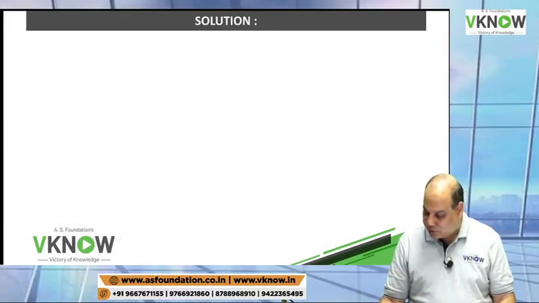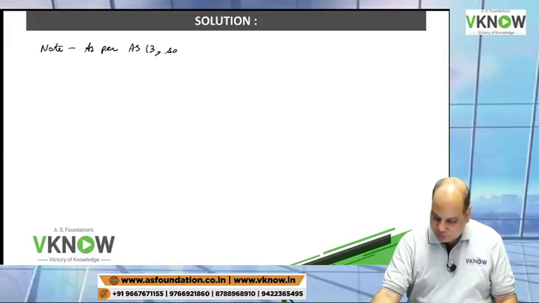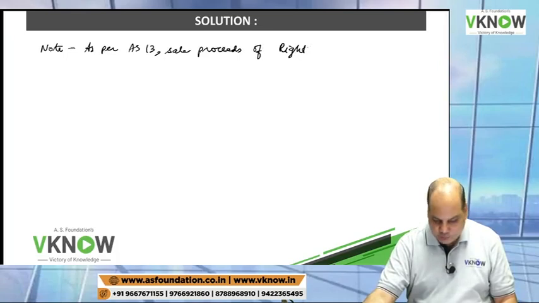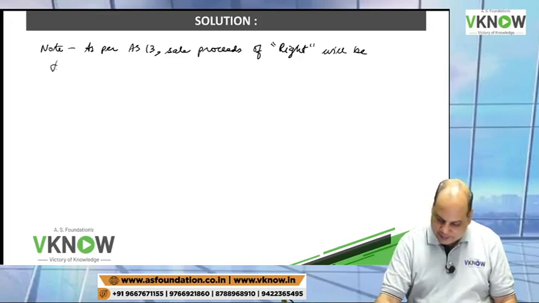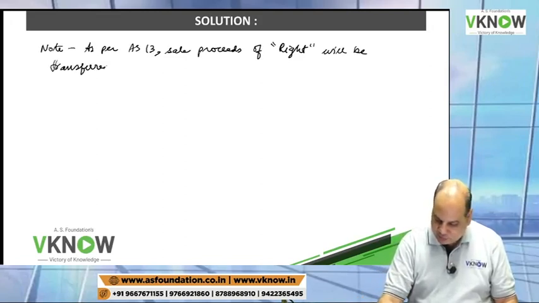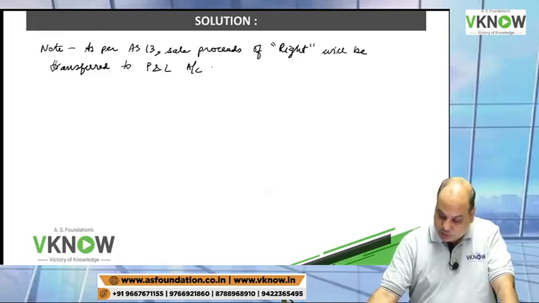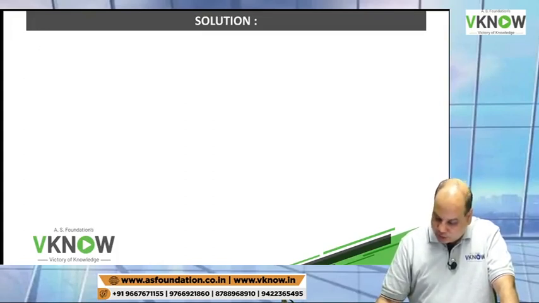So one last small working note. Below step number 3, write down the note: as per AS-13, sale proceeds of rights will be transferred to P&L account. So now we can solve this question. One more working note.